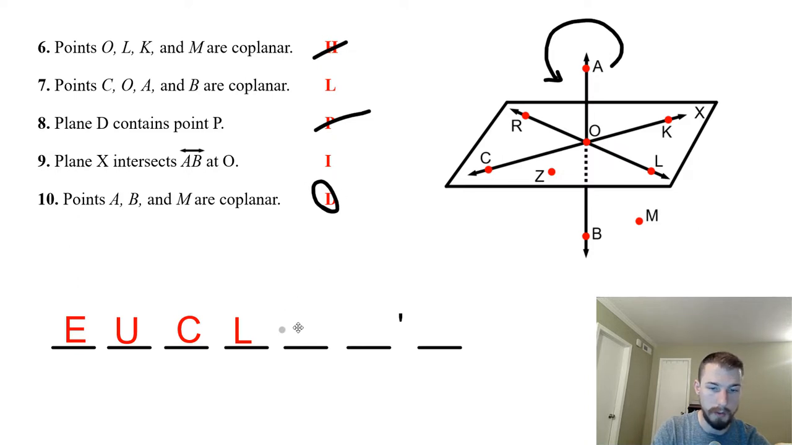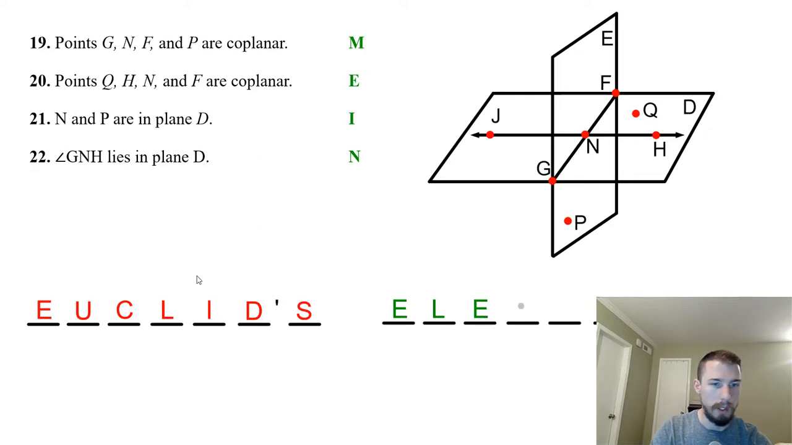So our next one is going to be I, and then after that would be our D. And you probably know what the spelling is, it's Euclid. So the last one will be S. So if you haven't gotten there now, spoilers, it's Euclid's. All right, so on number 19, we have Euclid's, and then ELE is the starting of the next part.